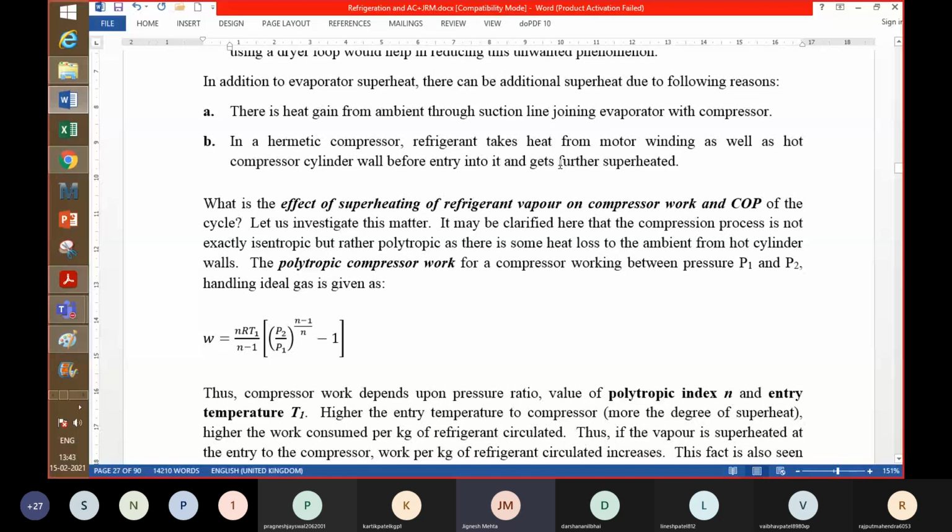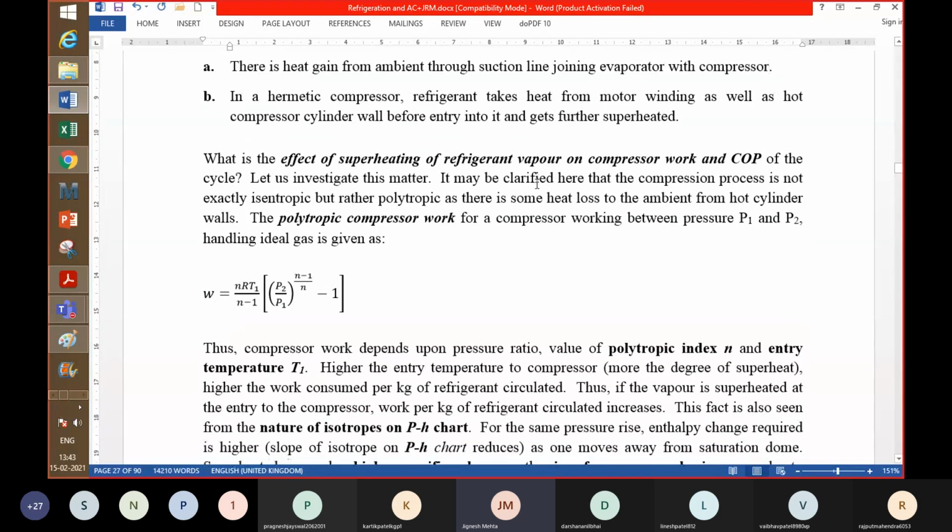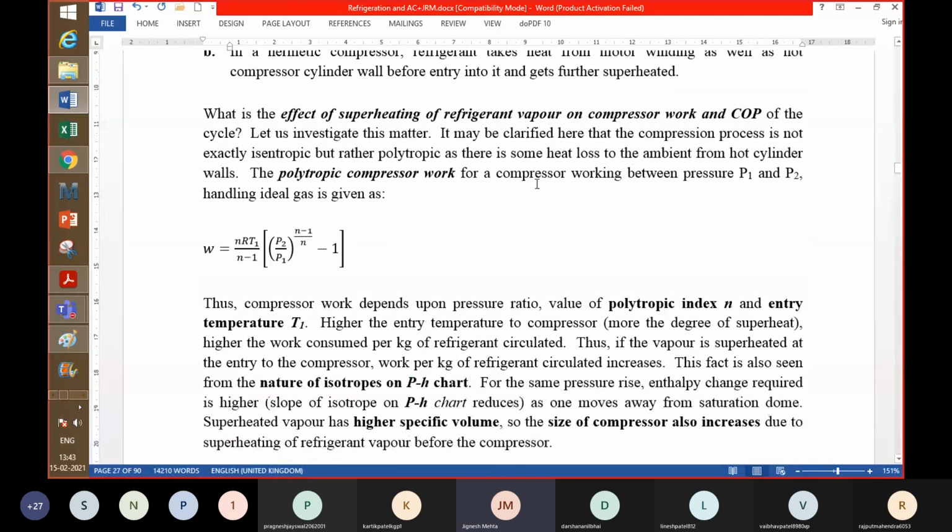Now whether unrestricted superheating is desirable or not, we are not denying the fact that it's always going to be superheated. But can you just not take note of the superheating, or allow unrestricted superheating? From the thermodynamics point of view, the answer is no. So let us analyze the effect of superheating on the performance or COP of the cycle. What is the effect of superheating of refrigerant vapor on compressor work and COP? So let us investigate this matter.